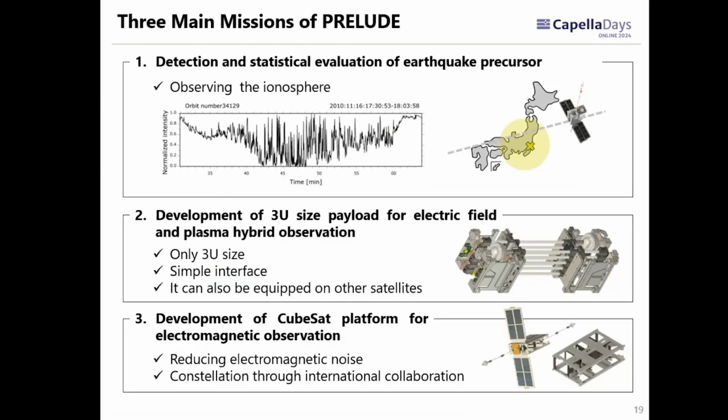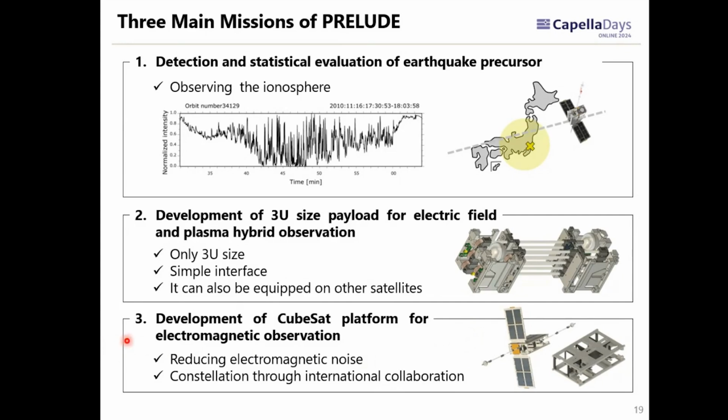So we have three main missions in PRELUDE. First, detection and statistical evaluation of earthquake precursors. Second, development of a 3U size payload for electric field and plasma hybrid observation. So not only do we observe earthquakes, but we are also aiming to develop this kind of hybrid sensor unit for other researchers. It's only 3U size, which means about 10 centimeters by 10 centimeters by 30 centimeters. It also has a simple interface, and it can be equipped on other satellites.